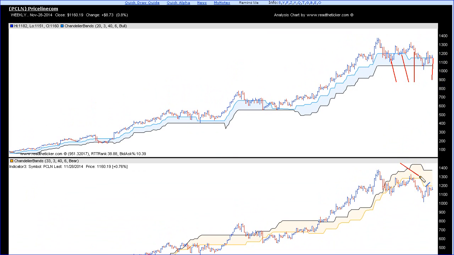But obviously, if you've got a different opinion, some shorts are working down there. That is the way to analyze stepping architecture with readtheticker.com.